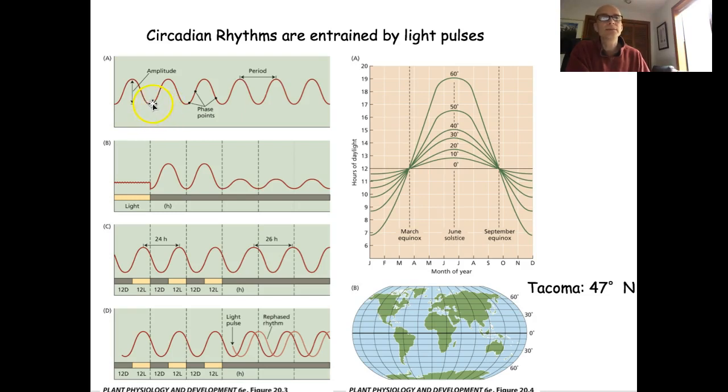You can see here that the terminology that is used is the amplitude, that is the strength of the response. And then there's the period, that's the time that is between two events within a circadian rhythmic period. So for example, 24 hours. And then there are these phase points. The phase points are just simply events that happen over a certain period of time. So this could be, for example, things that happen when the light comes on in the morning.